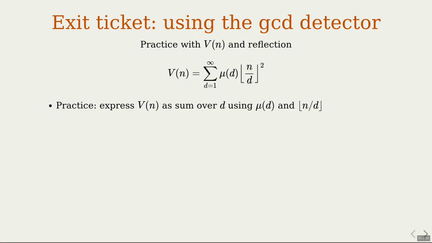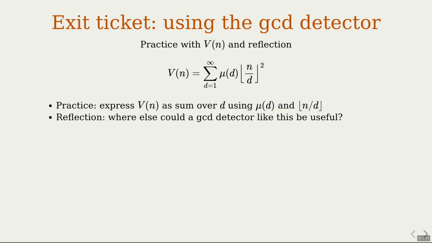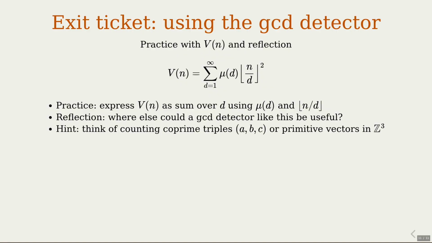Exactly. Doing those steps leads you to a sum over d of mu of d times floor of n over d squared, which is the formula shown here for v of n. The floor comes from counting how many multiples of d lie between 1 and n in each coordinate. For reflection, think about how this GCD detector idea might extend to more variables, such as counting coprime triples or primitive points in three-dimensional space, and what constants might appear there. Practice: express v of n as a sum over d using mu of d and the floor of n divided by d.